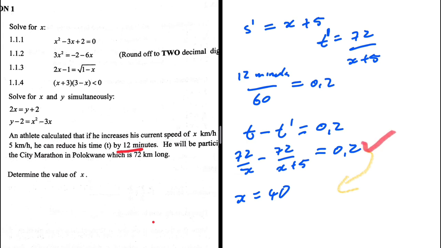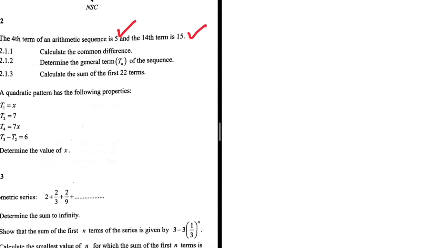There we go. The fourth term of an arithmetic sequence is 5 and the 14th term is 15. Quite a basic question, right? We expect this kind of question in series and sequences. And the first question, 2.1.1, calculate their common difference. So let's take a look at what we are given and make sense of it.